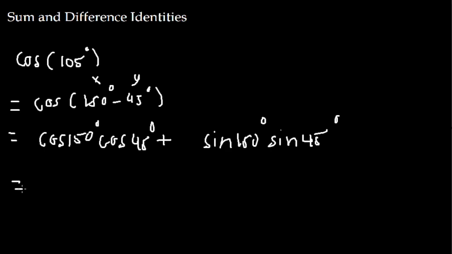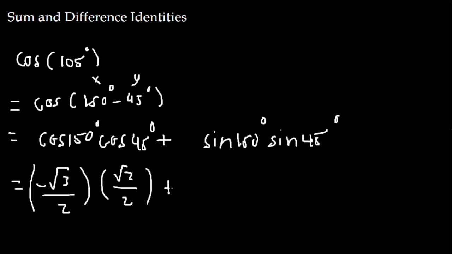Now, the coordinates na. Isusulat na natin yung coordinates. Now, yung coordinates ng cosine 150 degrees is negative square root of 3 over 2 multiplied by the cosine ng 45 degrees, which is square root of 2 over 2, plus, tandaan kasi plus siya kasi opposite sa cosine, opposite ng operation inside the parenthesis.